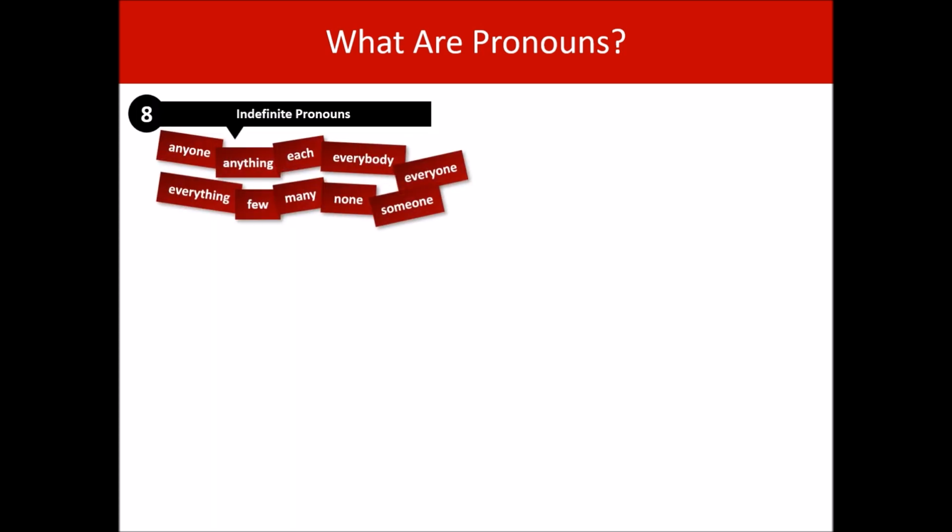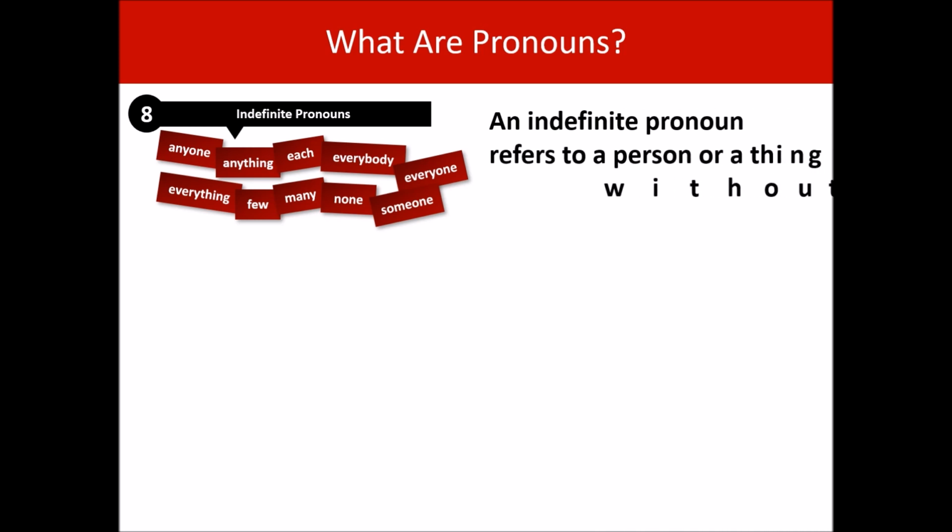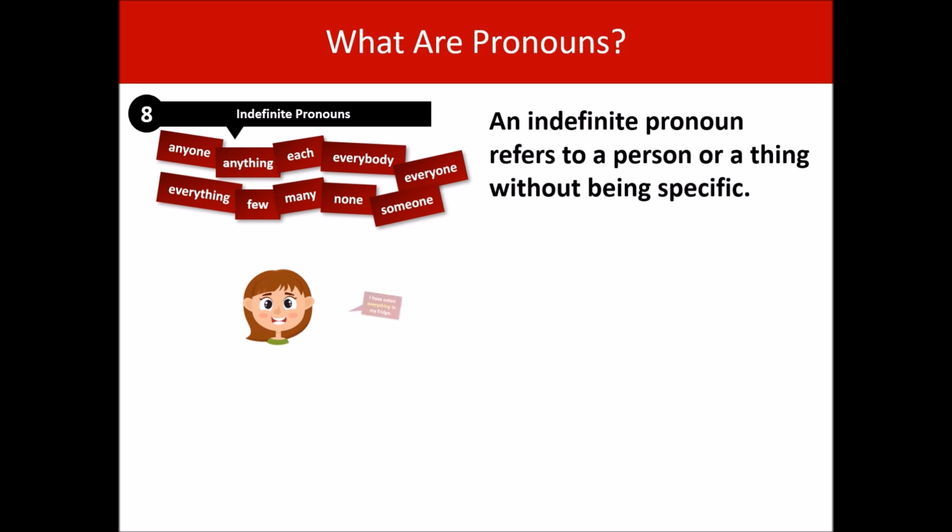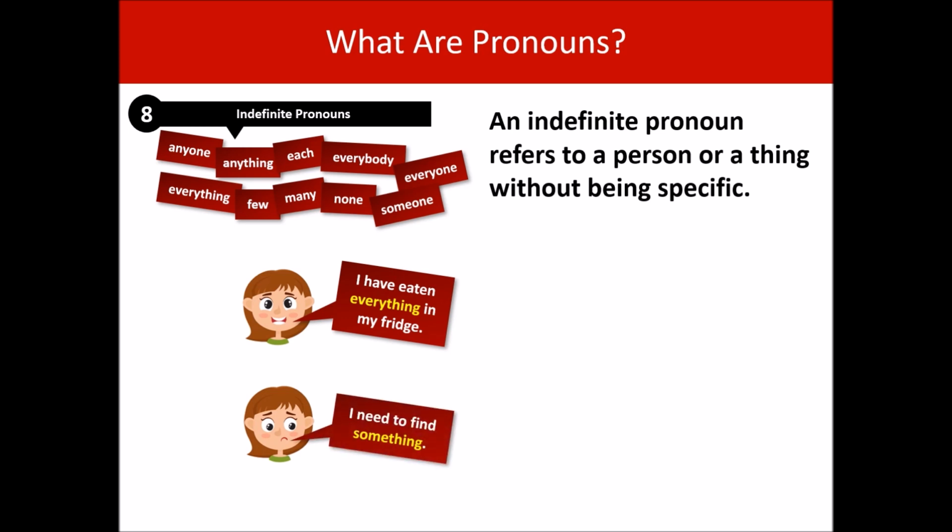Number 8, indefinite pronouns. An indefinite pronoun refers to a person or thing without being specific. I have eaten everything in the fridge. Everything is our indefinite pronoun. We don't know what it is, we just know it's everything. I need to find something. We don't know what specifically, but it represents something. Anything would be okay. We don't know what it is specifically, but it's something.